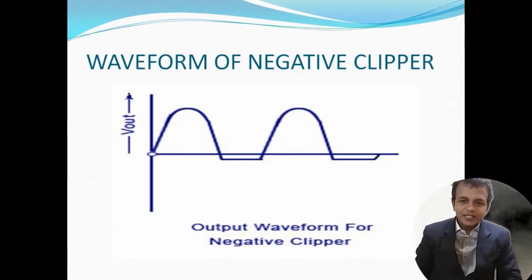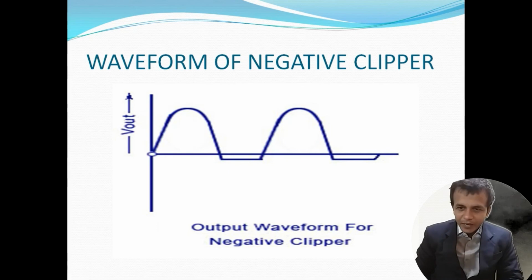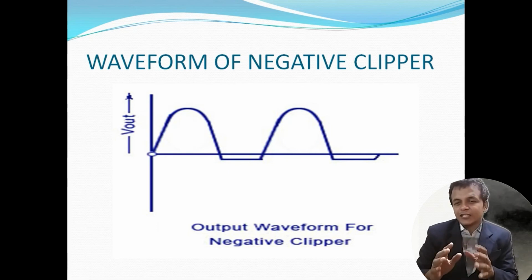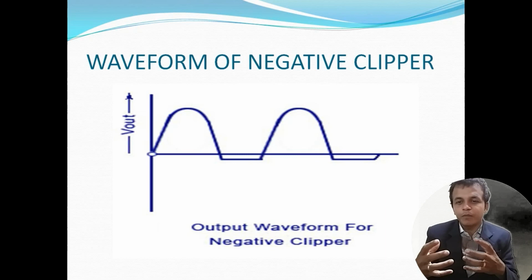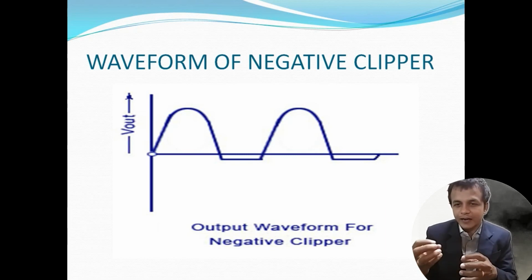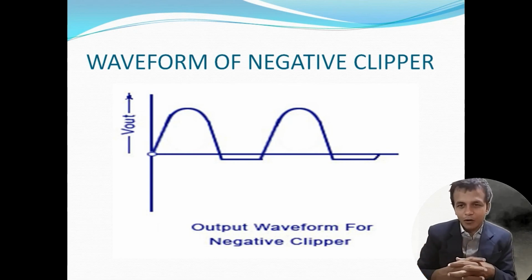So I hope you understand from this video what is meant by a clipper and how a clipper is transformed from a voltage follower circuit, and what are the types of clipper, how to perform the operation of a positive clipper and negative clipper using the operational amplifier, and employing an active device such as a PN junction diode. So all these things you might have understood from this video very clearly.